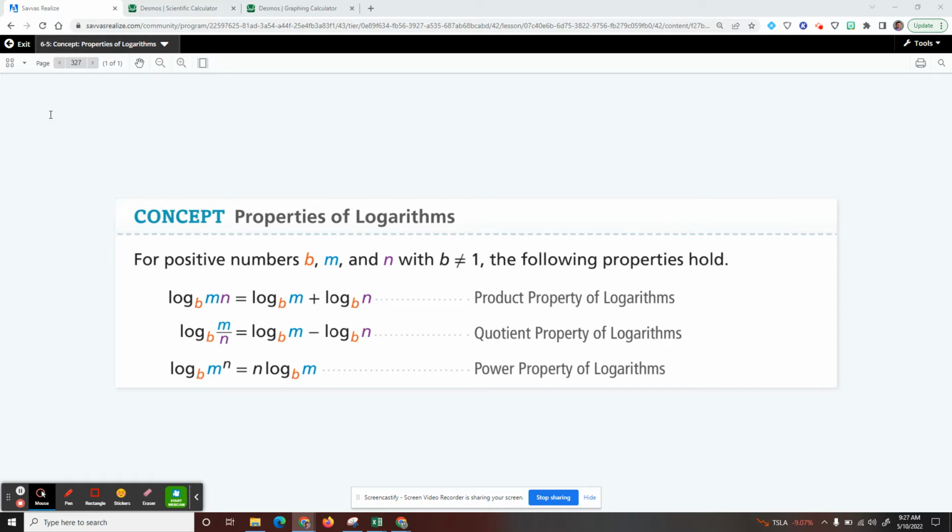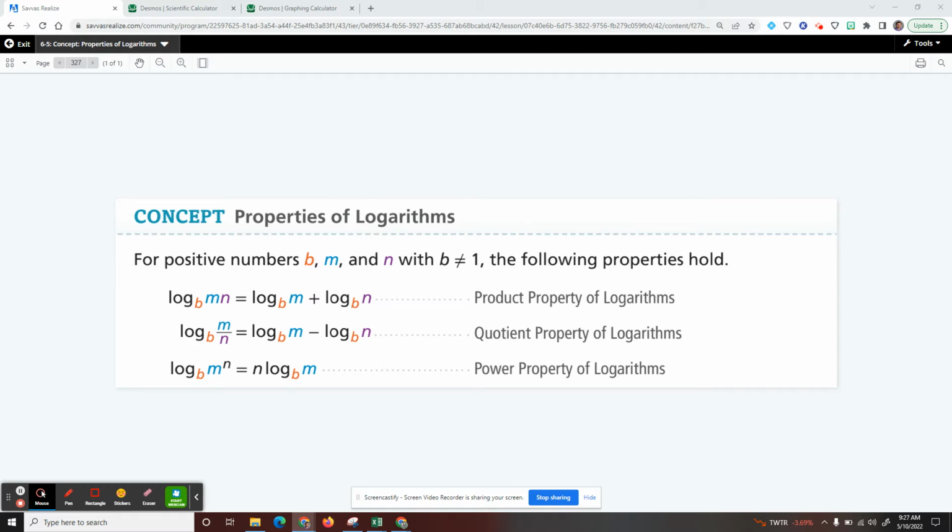Like if you have like bases and you're multiplying with exponents, you add the exponents together, right? Multiplication and addition are linked that way. If you have like bases and you're dividing, you subtract the exponents, right? Division and subtraction are linked. If you raise an exponent to another exponent, you multiply the exponents together. So power and multiplication are linked in that way.